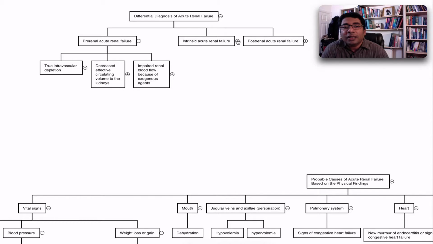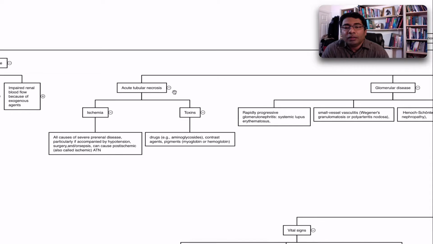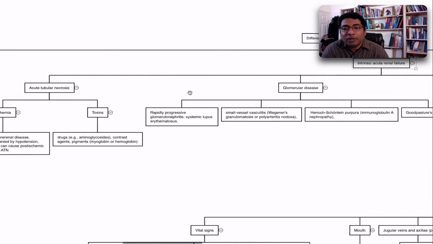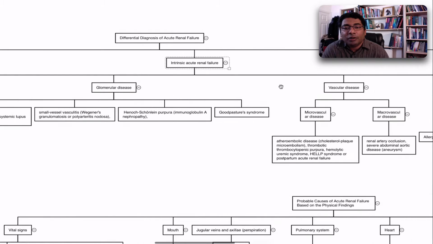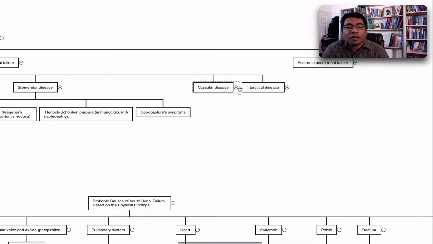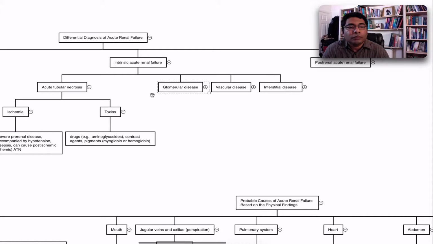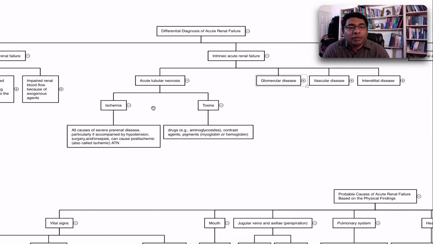Now let's look at intrinsic acute renal failure. Quite a few of them. So there could be a tubular problem, a glomerular problem, vascular problem, or interstitial problem. Okay, as you can see. Okay, let's look at a tubular problem. It can happen due to ischemia or due to toxins.